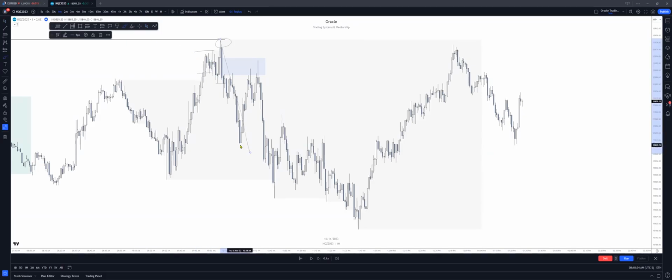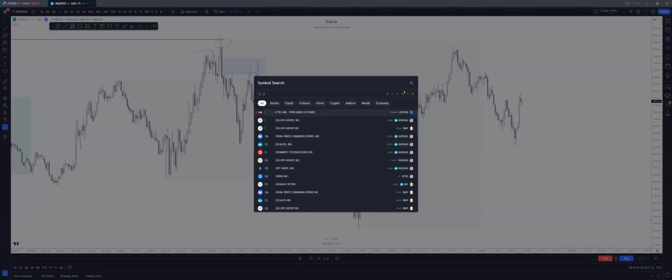AMD, right? Same thing here. Accumulation, manipulation, distribution, right? It's happening intraday too. And that's how we create type 1s, right?